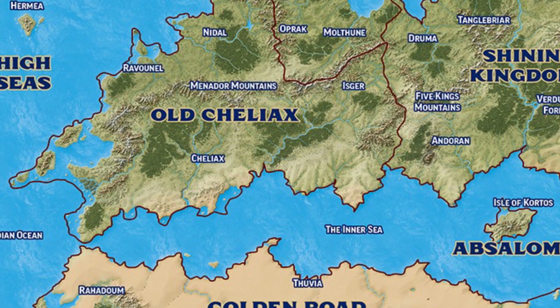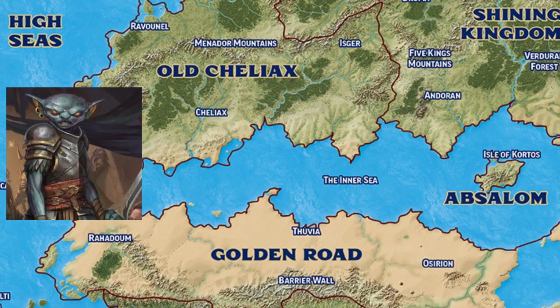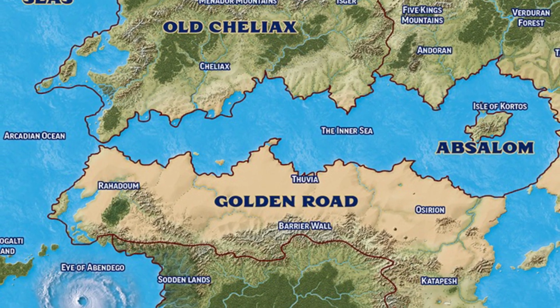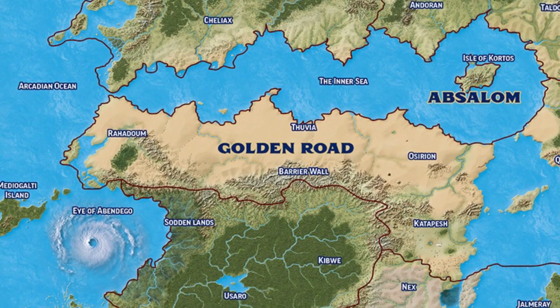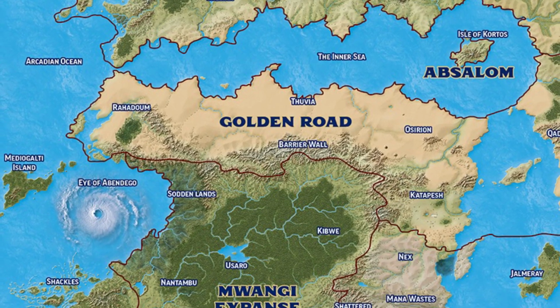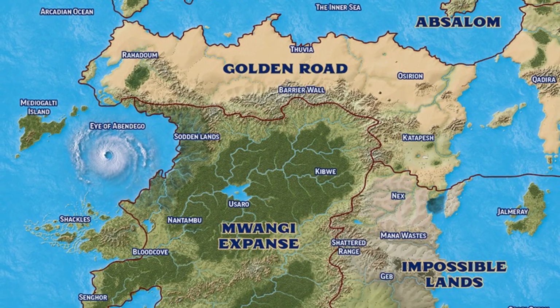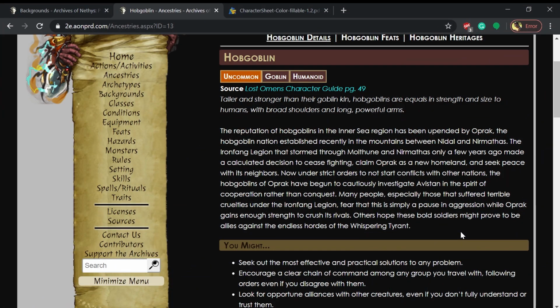Now under strict orders to not start conflicts with other nations, the hobgoblins of Oprak have begun to cautiously investigate Avestan in the spirit of cooperation rather than conquest. Many people, especially those that suffered terrible cruelties under the Iron Fang Legion, fear that this is simply a pause in aggression, while Oprak gains enough strength to crush its rivals. Others hope these bold soldiers might prove to be allies against the endless hordes of the Whispering Tyrant.